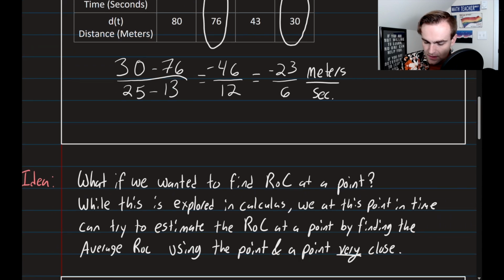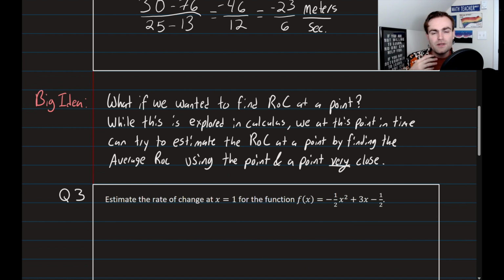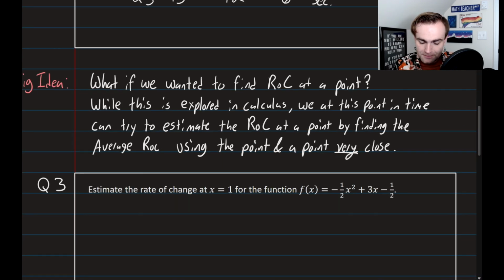All right. So here comes a big idea. What if we wanted to find the rate of change at a singular point? This is a calculus concept, but it's important to bring it up now so it doesn't, again, feel like it came out of nowhere later on. So to estimate the rate of change at a singular point, we're going to use that point and then a point very, very close, about 1,000th off.